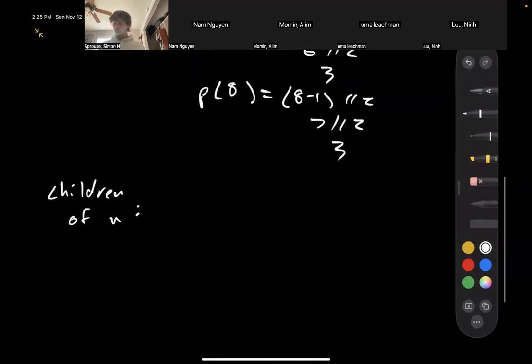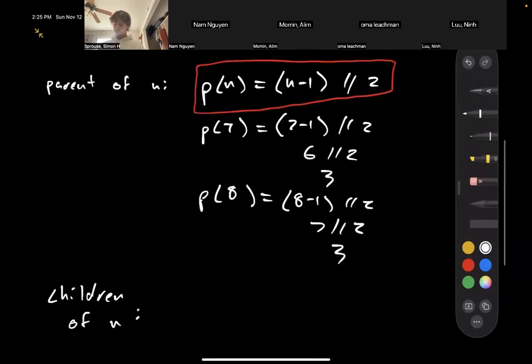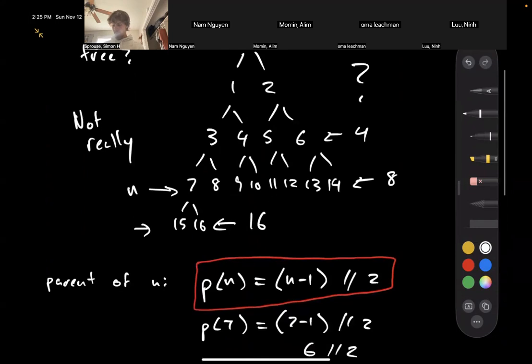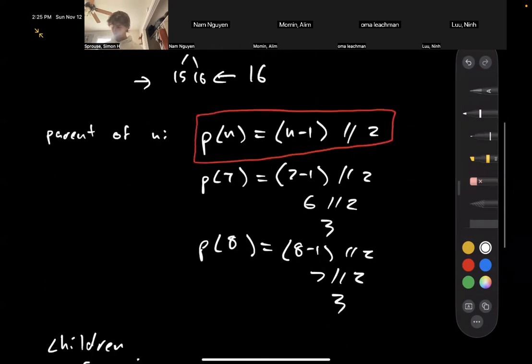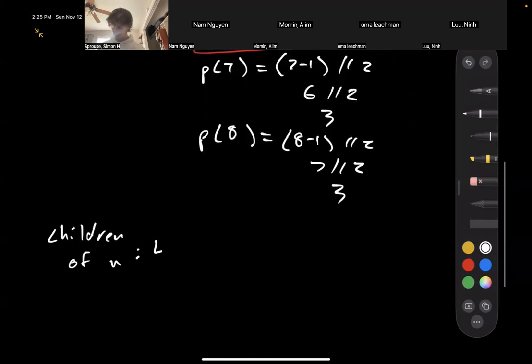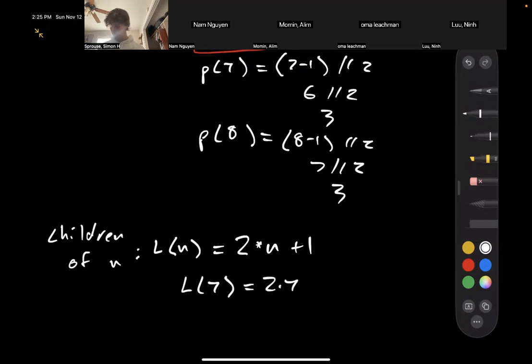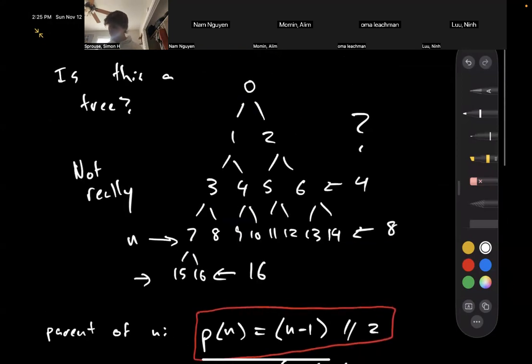So we can define a formula to get from 7 to 15. It seems like it's n times 2 plus 1. So let's say the left child of n is going to be, of course it could be null, but assuming it's not null, let's say it's 2 times n plus 1. So therefore the left child of 7 is going to be 2 times 7 plus 1, which is 15. And that seems to check out.